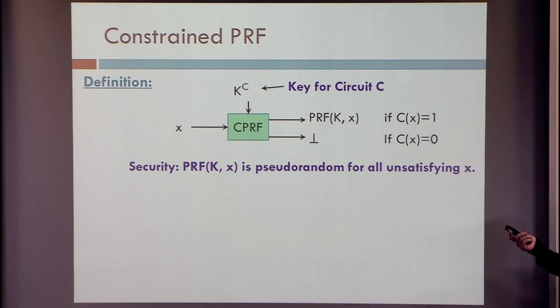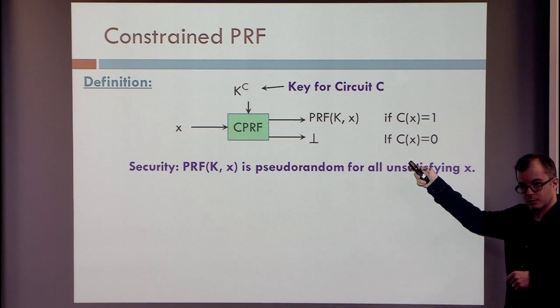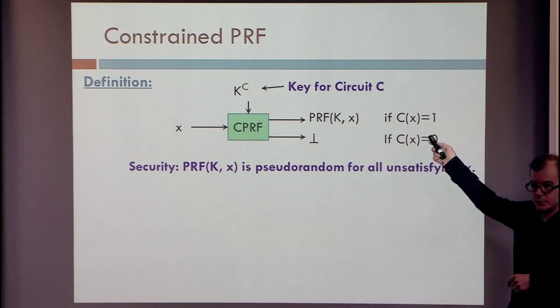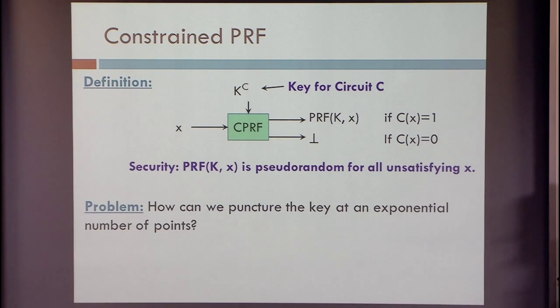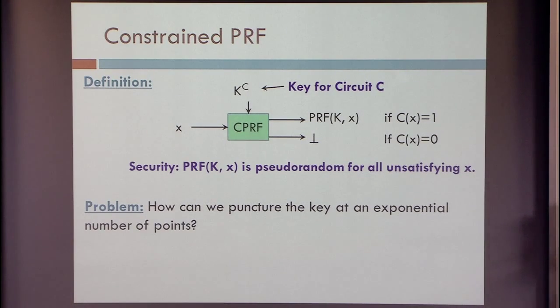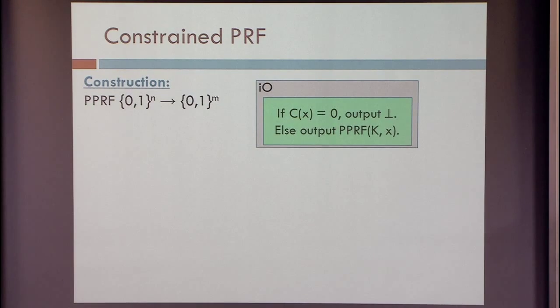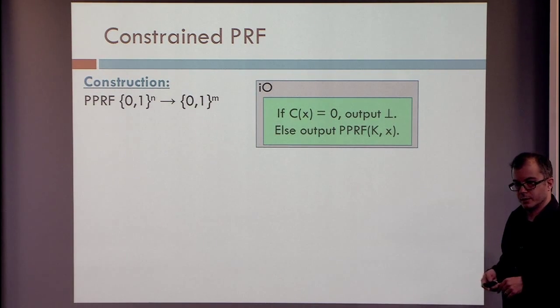So for example, you can get a constrained PRF. I described a punctured PRF to you that was punctured at one point, but let's suppose that I want a PRF such that I can give some key, k sub c, that allows someone to evaluate the PRF at all x for which c of x is 1, where c is arbitrary. And for all unsatisfying x, you want the punctured PRF property that it looks pseudorandom. We can't just puncture, puncture, puncture, because there are an exponential number of points that we want to eliminate. That wouldn't be efficient. So what we do instead is provide an I/O of this program: if c of x is 0, output bot, else output the PRF value.